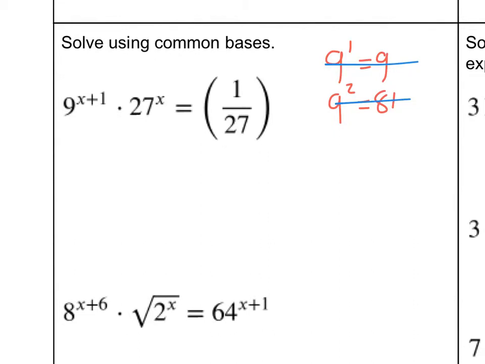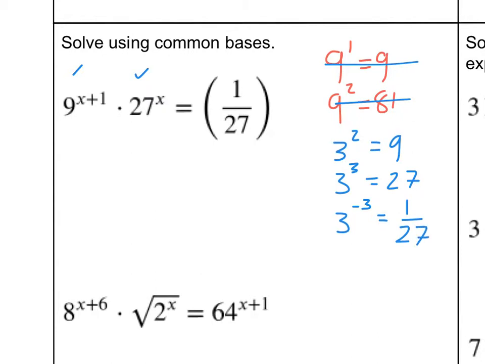I also know that I can write 9 as 3 squared. And 3 to the 3rd is going to be 27. Okay, now we're in good shape. I've got one for that one, I've got one for that one. For 1 over 27, I know that it has to be a negative exponent. So that's going to be 3 to the negative 3. Okay, so I'm going to write this as 3 squared to the x plus 1.